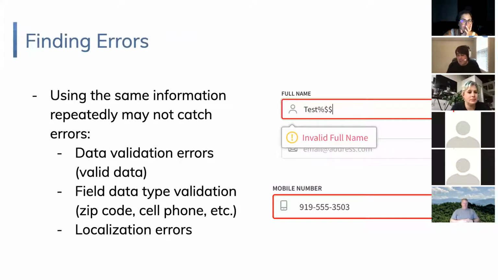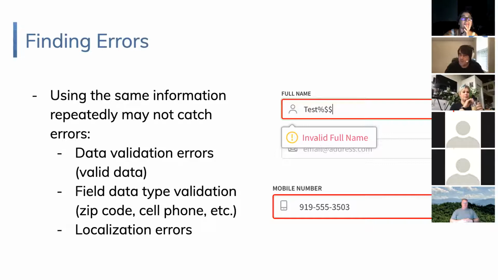And if we have these static values where we really don't change the data for automated tests, we might not find certain errors in our tests. For example, data validation. To the right we have a picture of a full name. I only have the first name, and it's going to show an invalid full name because it's expecting a last name.